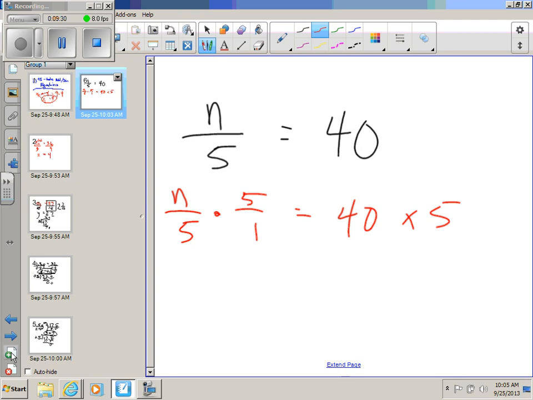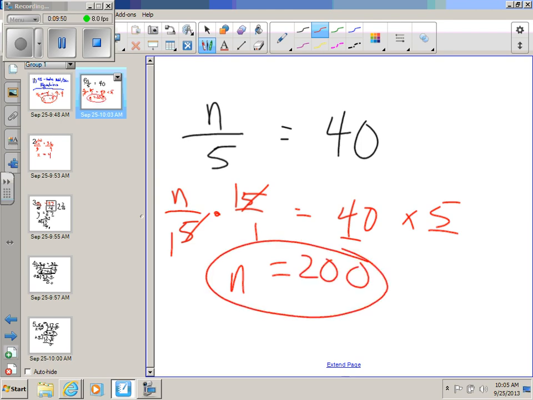So, isolates how? 5 and 5 both have 5 in common, right? n times 1 up top is n, n over 1, n. Therefore, isolated. All that trouble for that. Now, 40 times 5. 4 times 5 is 20, plus an extra 0, 200. 200 divided by 5 is 40.